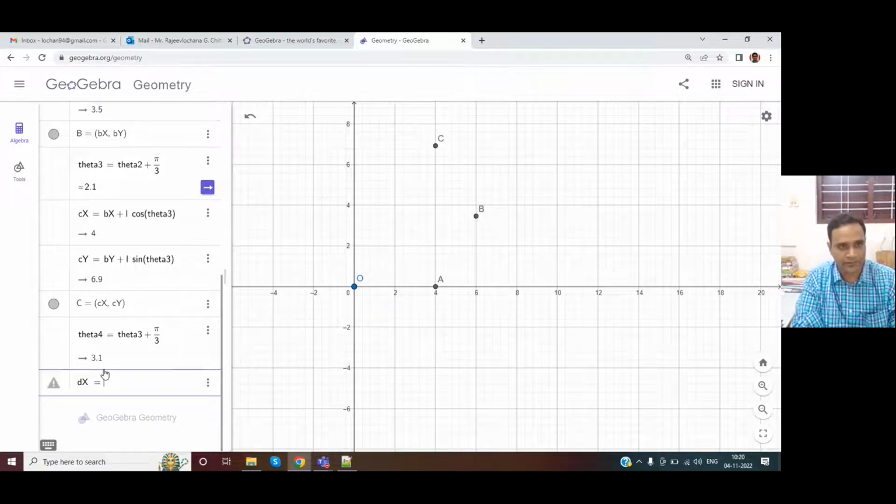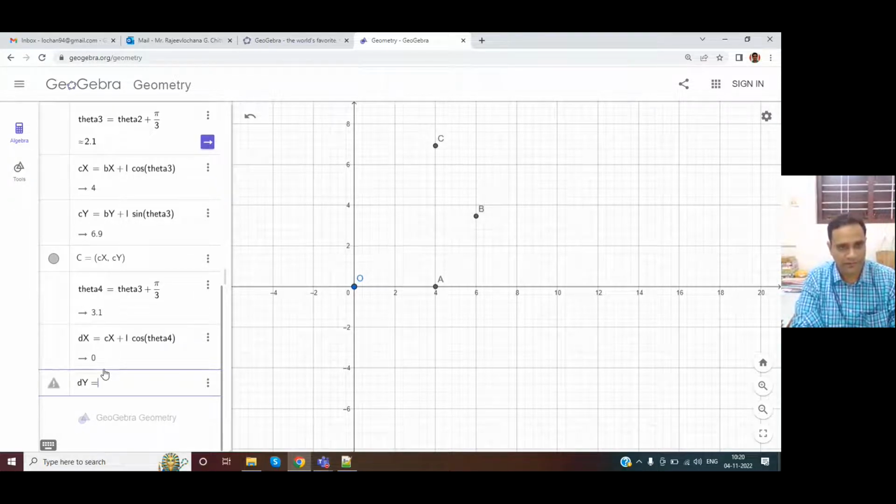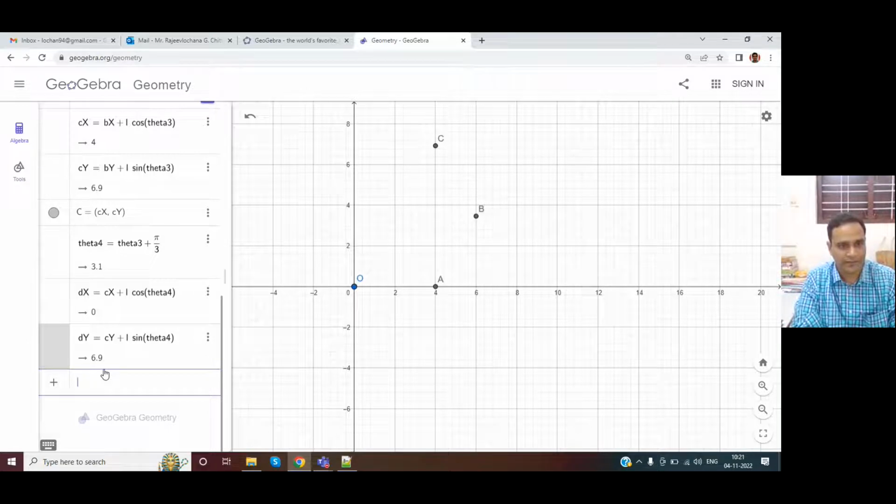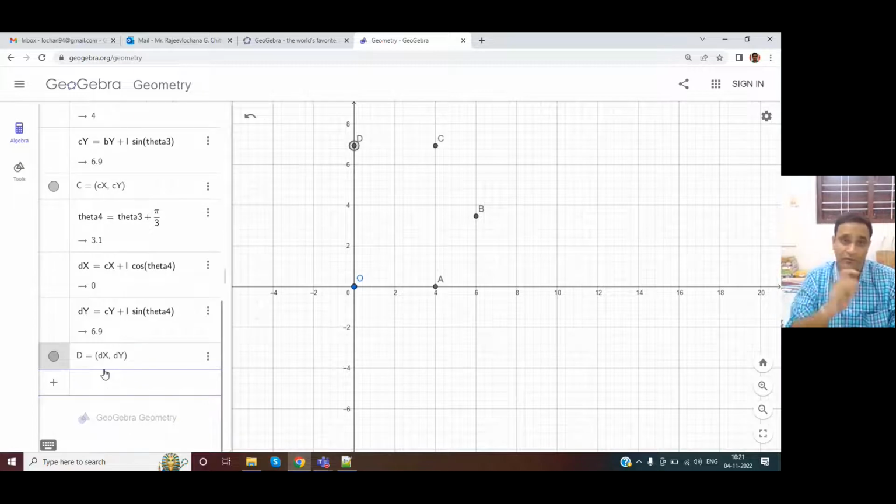Dx is equal to Cx plus L cos of theta 4. Dy is equal to Cy plus L sine of theta 4. Capital D point is Dx comma Dy. Okay, so it's closing the loop.